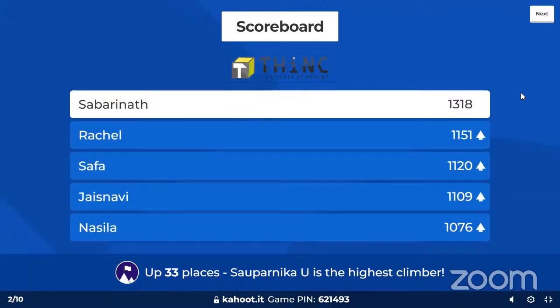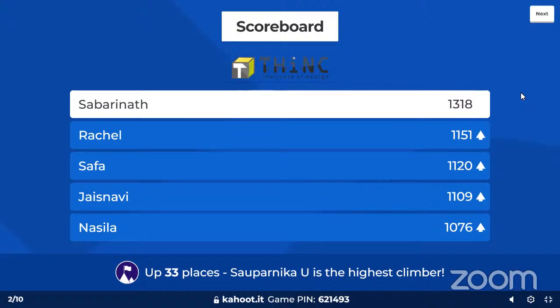Shabri stays on top with 1,318 points. Rachel is second with 1,151 points. Safa is third with 1,120 points. Jaisnavi is fourth with 1,109 points. Nasla is fifth with 1,076 points. Other than the first position, all four positions have changed. And a special mention for Sauparniga, the highest climber at this stage of the game.